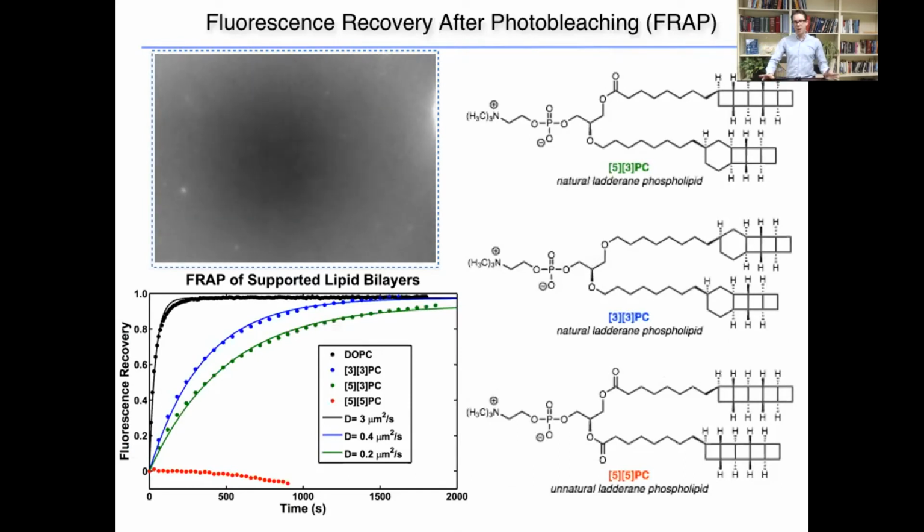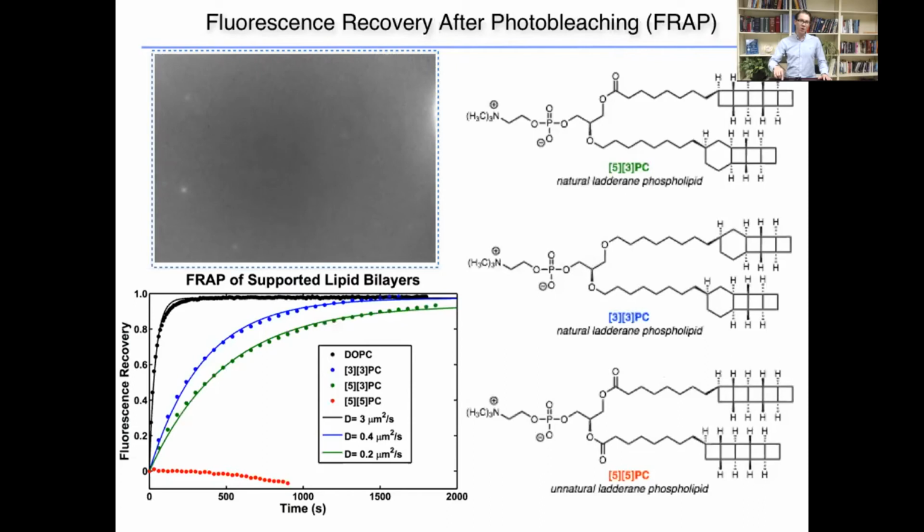And so the bottom left graph shows this. So DOPC, standard canonical membrane lipid. When we photobleach that at T0, you see the fluorescence goes down and then pretty quickly recovers. With the natural 5,3 and the 3,3 PC shown in the red and green lines, hopefully what you see is that recovery is much slower, meaning that lateral diffusion is also much slower. The 5,5 PC shown in red, we know that's in the gel phase. So if we photobleach that, there's no diffusion as would be expected.